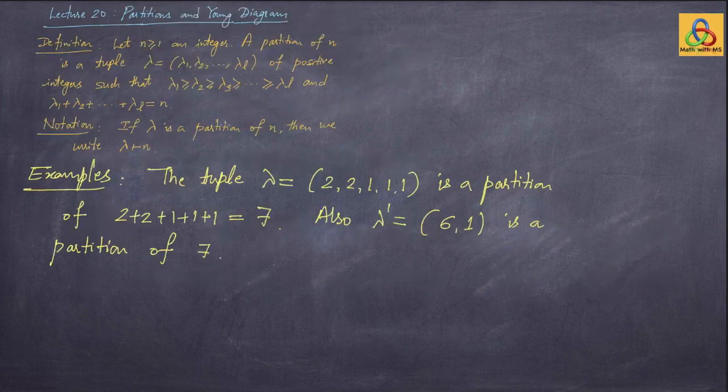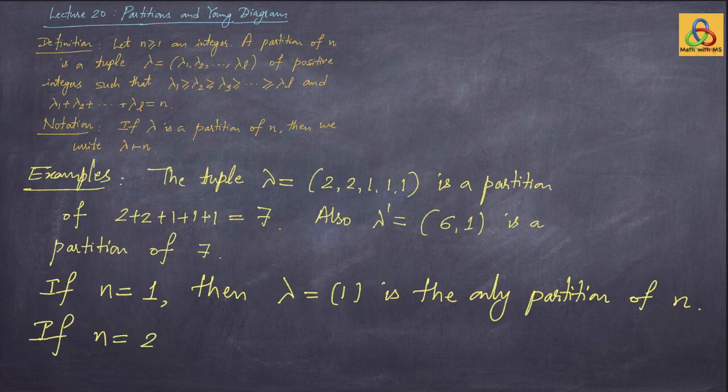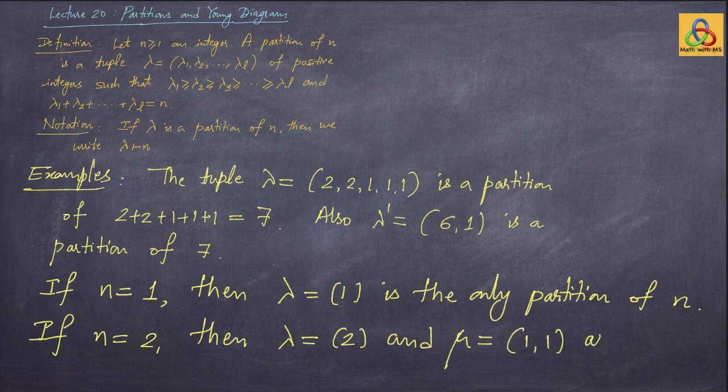Let us see for various values of n. If n is 1, then how many partitions can n have? It has to have only one partition. Then lambda equals 1 is the only partition of 1. Let us take n equal to 2. If n equals 2, then how many partitions can n have? Look at this, lambda equals 2 and mu equals 1, 1 are all the partitions of 2. So n equal to 2 has 2 partitions.